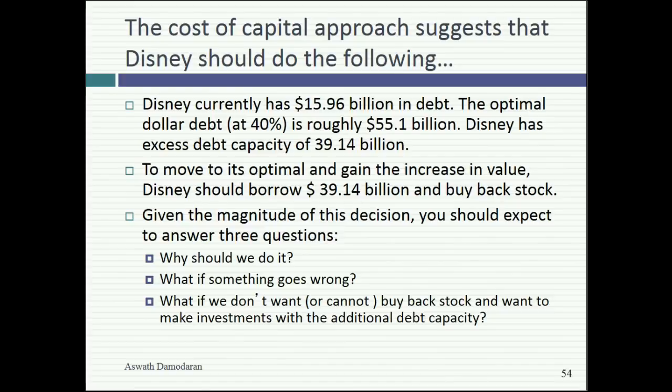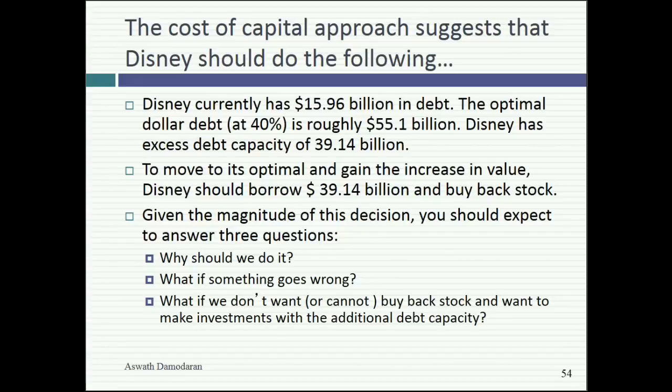So now let's kind of set the table. We have an optimal debt ratio for Disney. It's about 40%. At about 40% debt, Disney will need to have about $55.1 billion in dollar debt. So basically, you look at the 40% line. Right now, they're at about $15.96 billion. So if my analysis is right, they have the capacity to go out and borrow $39 billion.